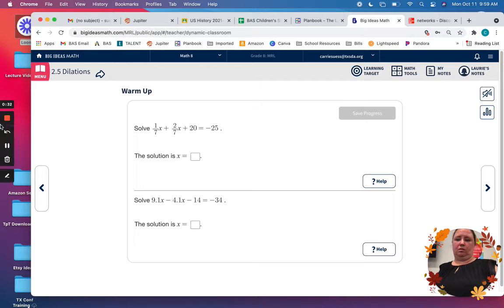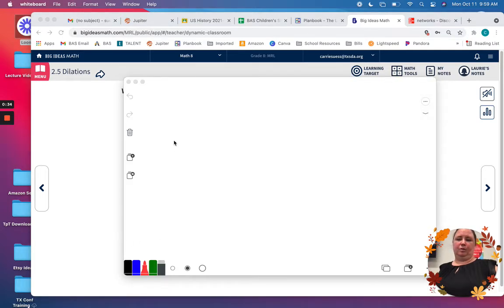Let me get my little whiteboard. All right, will you read it to me? Solve 1 over 7x plus 2 over 7x plus 20 equals negative 25. That x was huge. Plus 20? Yep. My hand slipped. I'm sorry. Equals negative 25.